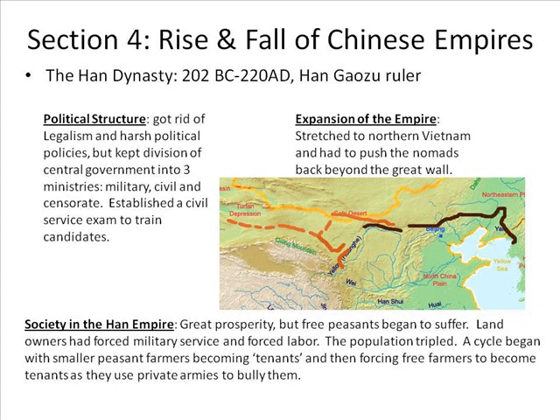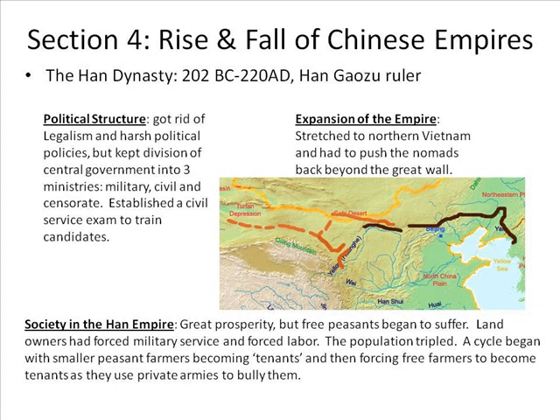Okay, in society of the great Han Empire, prosperity, but free peasants began to suffer. Landowners had forced military service and forced labor. The population did triple. A cycle began with smaller peasant farmers becoming tenants, which means they don't own their land, and then forcing free farmers to become tenants, as they used private armies to bully them into these groups. So you can see that that particular concept of being free was kind of starting to wither away.